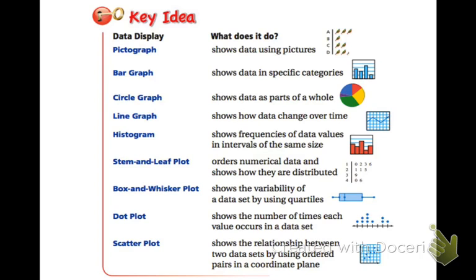For a dot plot, it shows the number of times each value occurs in a data set. So again, it's for smaller, close together range grouped data where you want to be able to see the individual points. A scatter plot is showing the relationship between 2 data sets by using ordered pairs in a coordinate plane. Again, we learned about those this chapter, and drawing a line of best fit. So when you're comparing 2 different things, you might want to consider a scatter plot.